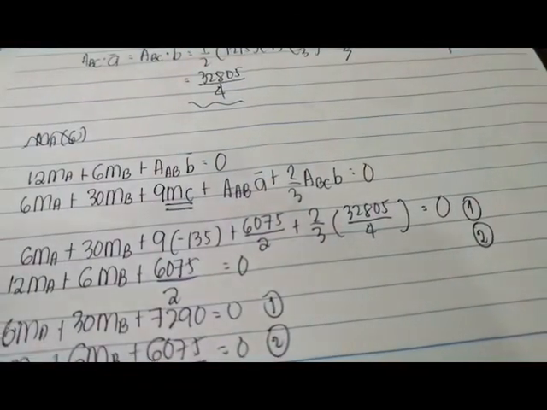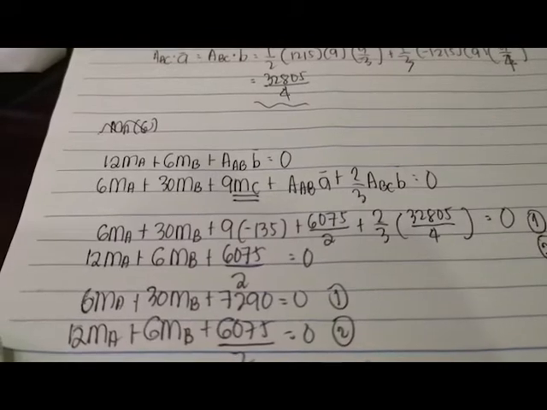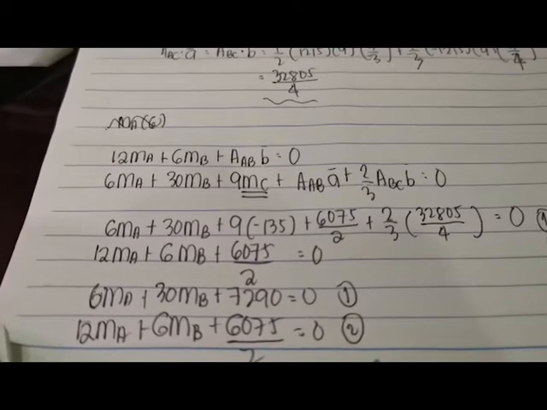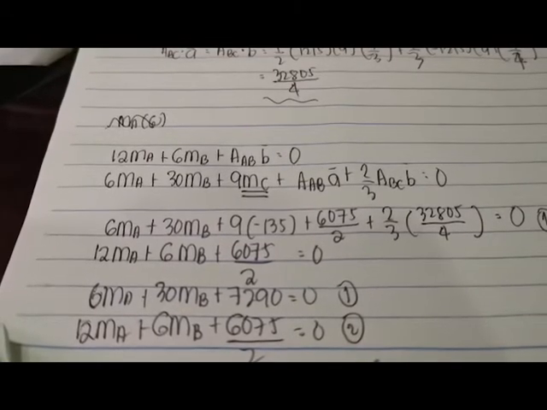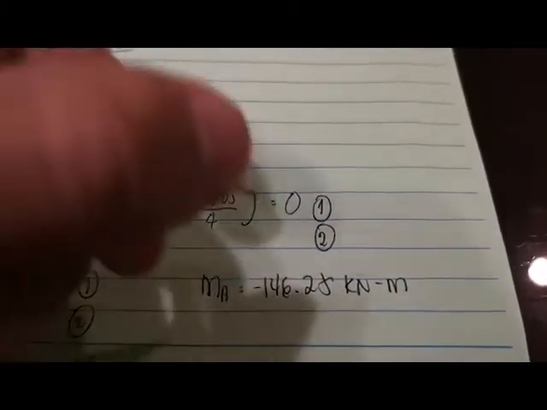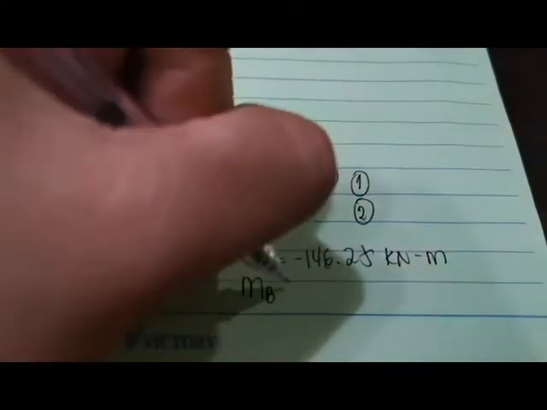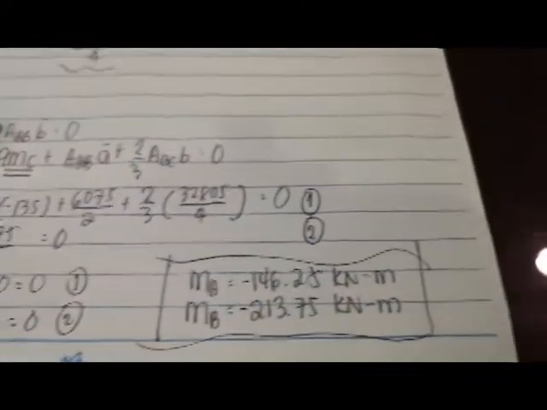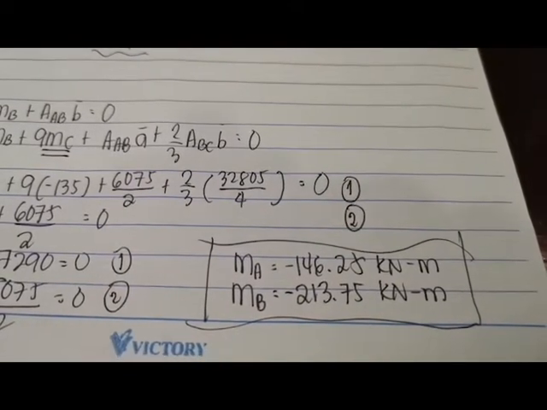Equation 1. Equation 2. Using mode 5.1 from my calculator, I was able to get MA is equal to negative 146.25 kilonewton meter. MB is equal to negative 213.75 kilonewton meter. We now have your internal moments. So we're going to solve now for the reactions.